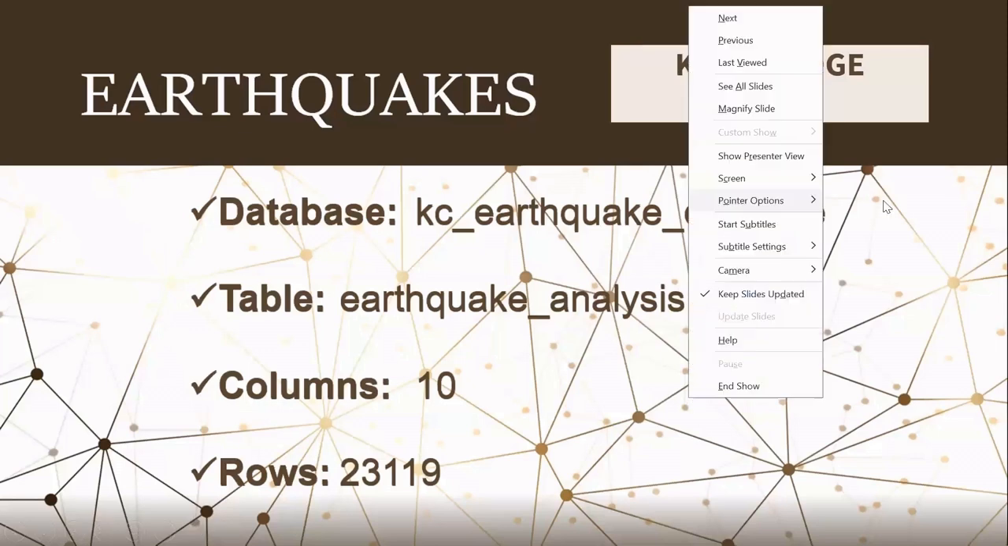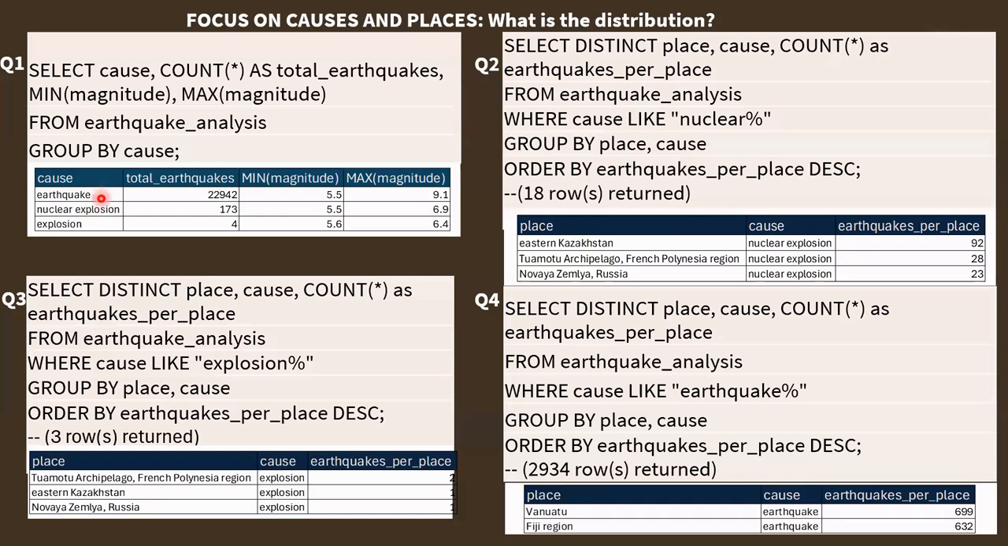So what did we find out about earthquakes? First of all, we looked at the causes, and we found out there are three main causes: natural earthquakes, nuclear explosions, and explosions. Most of the earthquakes within the time frame covered by our data are natural, and they are the most devastating in terms of magnitude. Earthquakes have happened as a result of nuclear explosion 18 times, explosions 3 times, and more than 2,900 times for natural causes.